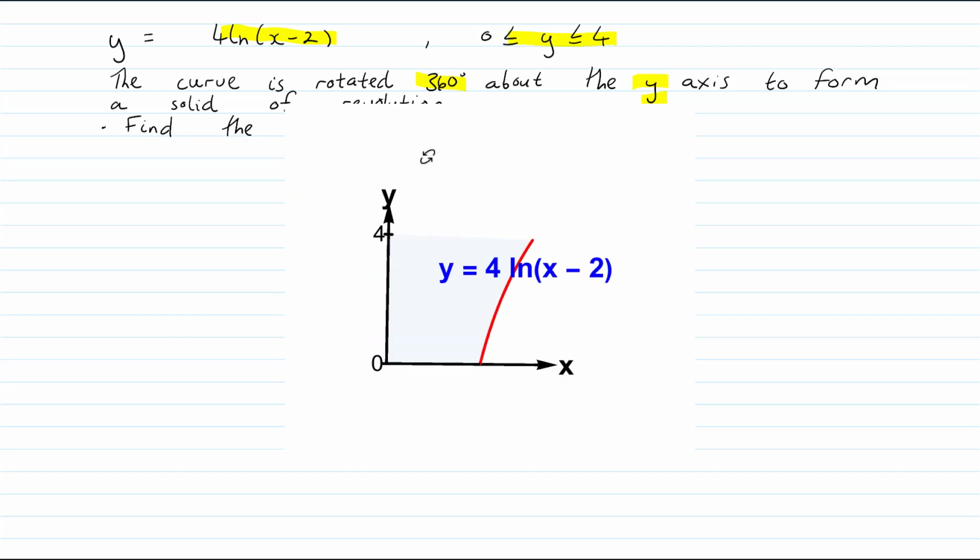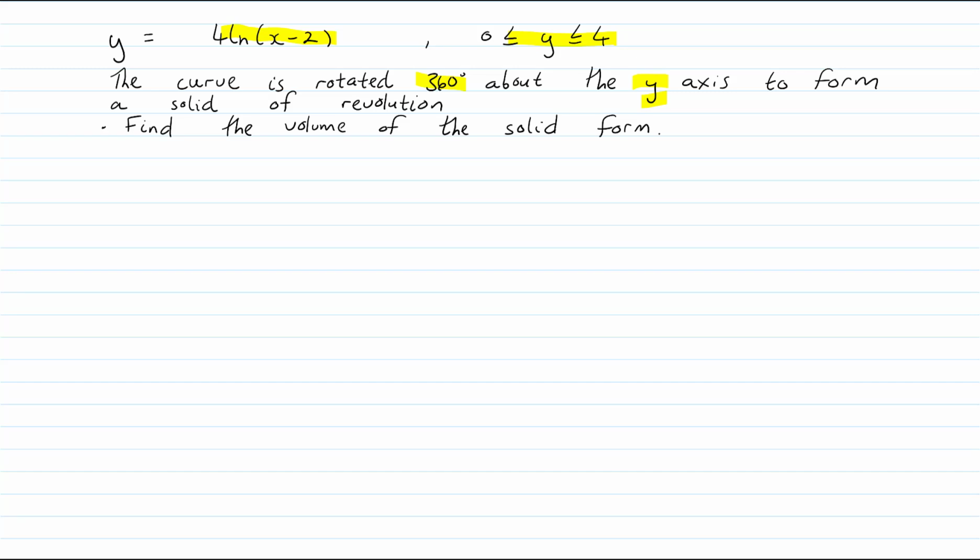So because we're rotating about the y-axis, we're going to have to get this distance here of x at any given point. And to do that, we're going to need to rearrange this function with x in terms of y. So we have our volume of our solid of revolution about the y-axis is equal to pi times the integral from a to b of x squared, and we integrate with respect to y. Obviously we're integrating with respect to y, but we've got this x squared term here, so we need to write x in terms of y.